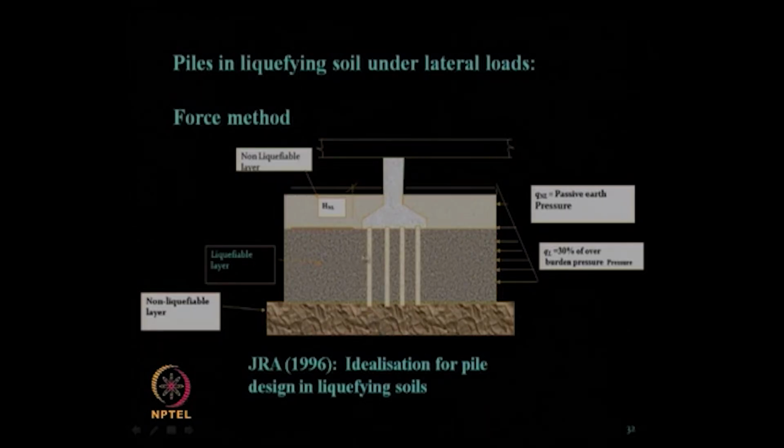So, in between, this liquefiable layer will drastically reduce the capacity of the pile if somebody has considered the friction of this portion of the soil on the pile capacity in the design, right, and the additional horizontal load will also come into picture on this pile due to the earthquake condition. So, how to take care of that? JRA proposed that whatever surcharge passive earth pressure is acting, consider 30% of the overburden pressure is acting in the liquefiable layer.